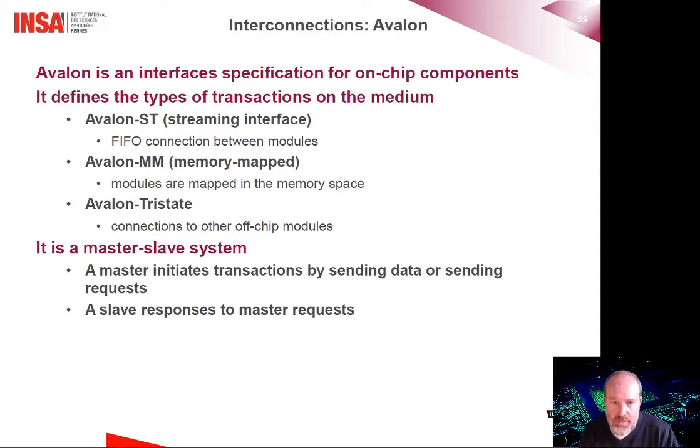The second interface is the memory mapped interface, in which all modules are mapped in the memory at a given address. The third one is what we call the Avalon Tri-State, which describes the connection to other off-chip modules. The Avalon is a master-slave system. A master initiates transactions by sending data or sending a request, and the slave responds to the master request. This is how it works.